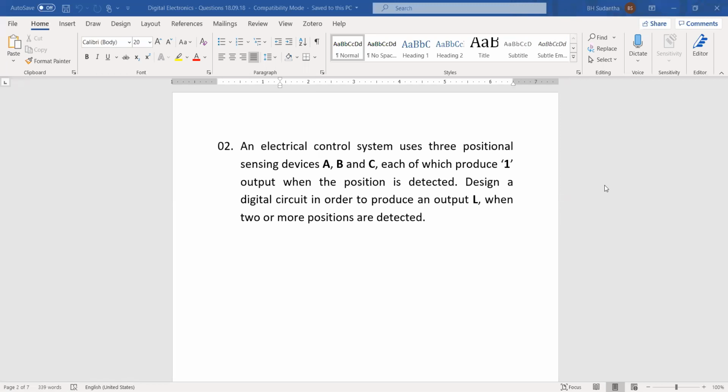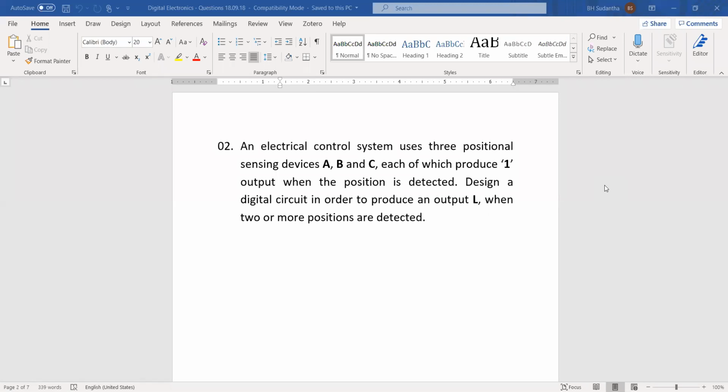A, B, C. Whatever the type of sensors may be, we don't care. These sensors are capable of identifying the position. When the position is detected, it can produce logic 1. Then based on the conditions, output L should be there. Output L should be 1 when 2 or more positions are detected. That's how the conditions are mentioned.